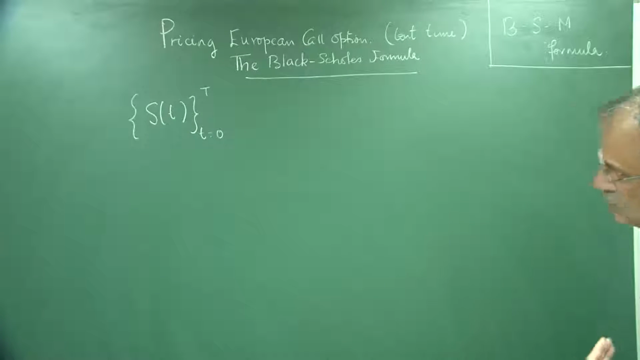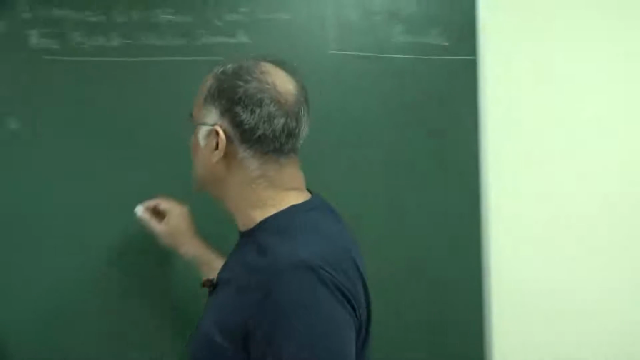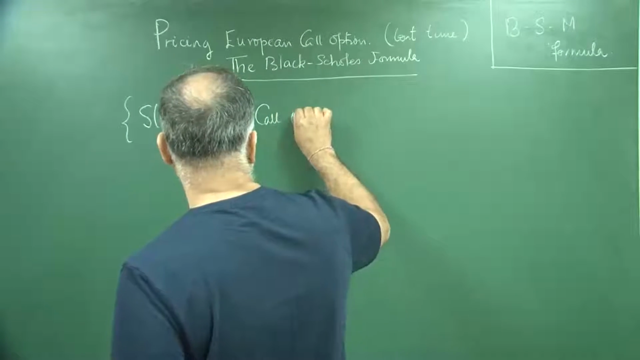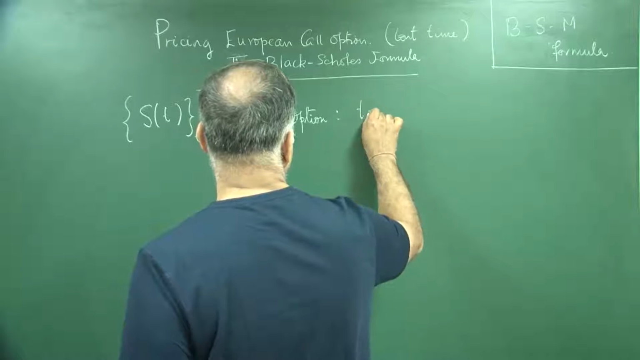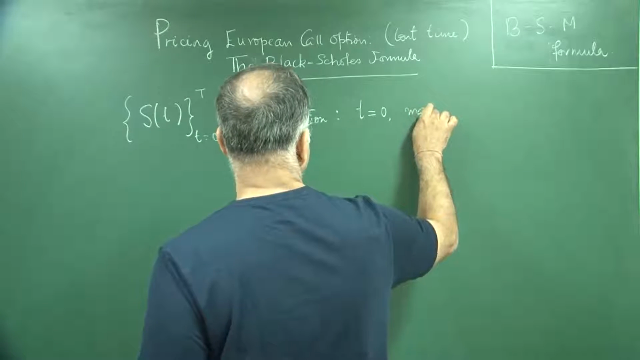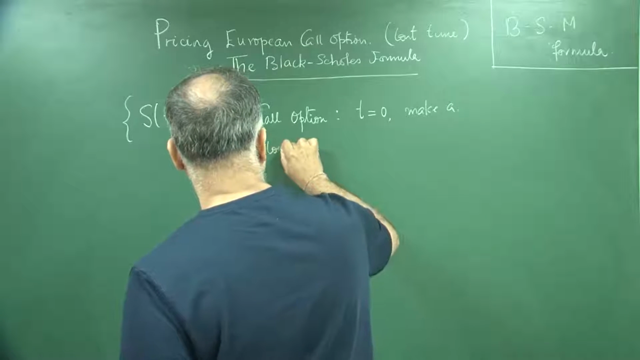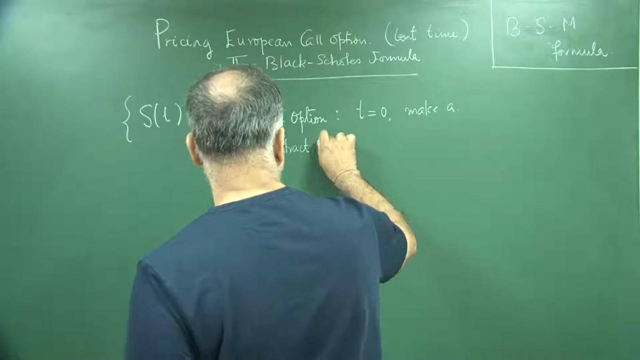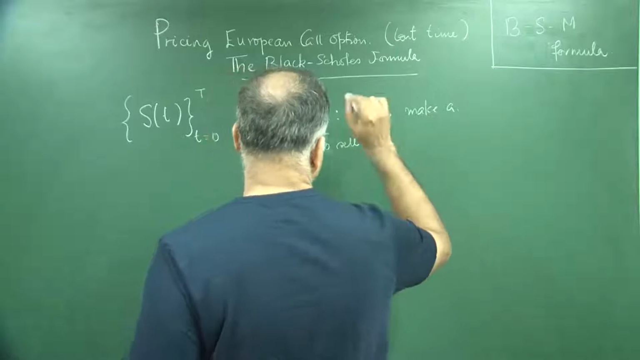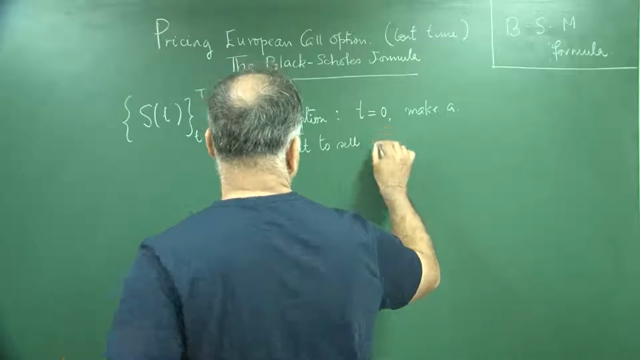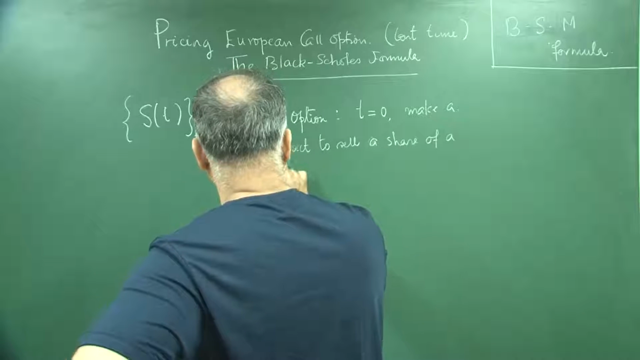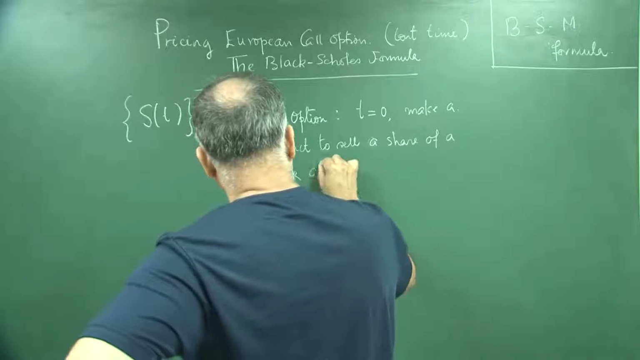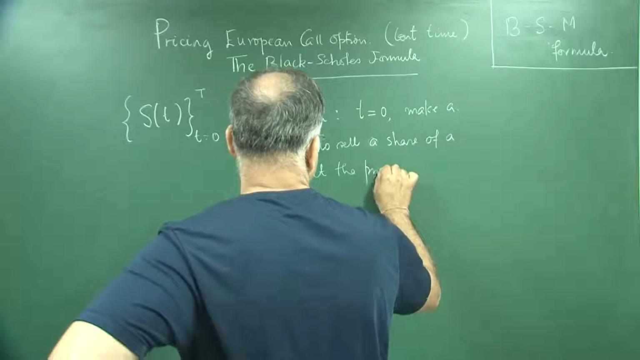Now, once that is done, I can still have an option, which is a call option, and I agree at time t equal to 0, I make a contract to sell a share of a stock at the price K, which is the strike price.